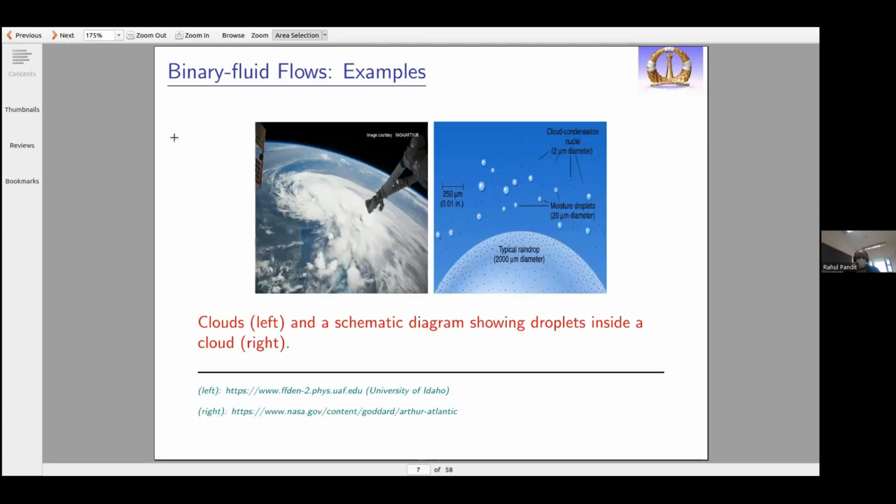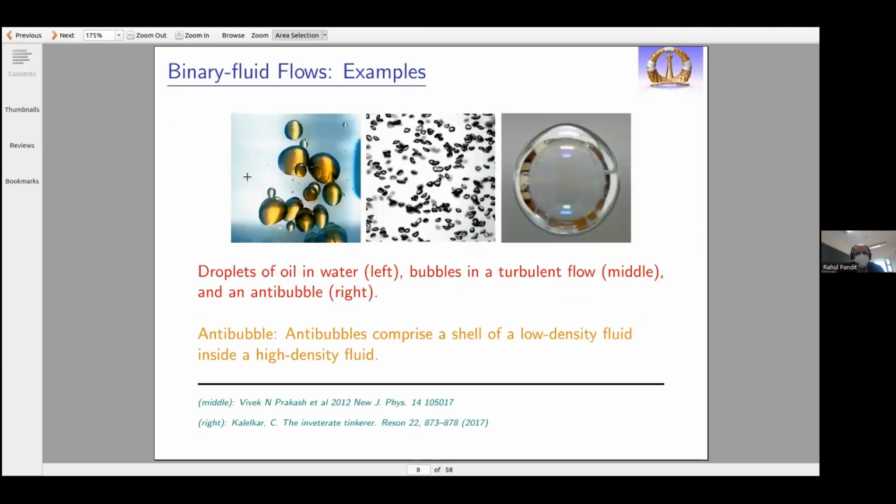The other systems that I will talk about have been alluded to off and on in this meeting. These are examples of binary fluids flows. Of course, there are clouds, which everybody would like to understand. So here is a photo, and here's a schematic, a typical raindrop. So at the moment, I guess I'm only thinking of warm clouds. And then there are other examples. These have also been talked about in this meeting, droplets of oil in water or bubbles. There was a very nice talk that Prasad gave. And here is an example of an anti-bubble, which is a low-density fluid inside a high-density fluid. So they form all sorts of exotic objects, often in turbulent flows. In today's talk, I don't think I will get to the anti-bubbles, but okay, some other day.